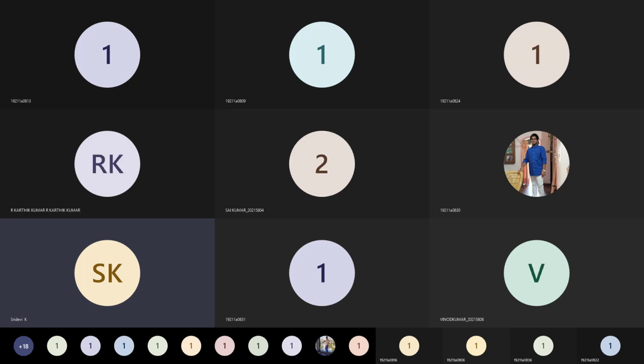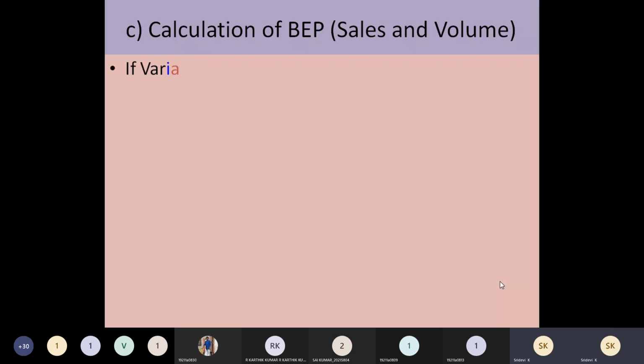What is the next condition here? The next condition is when variable cost is increased by 10 percent. So what is the break even point in sales and break even point in volume? This we have to identify. So how is this variable cost going to affect your break even point? This is increased, no?